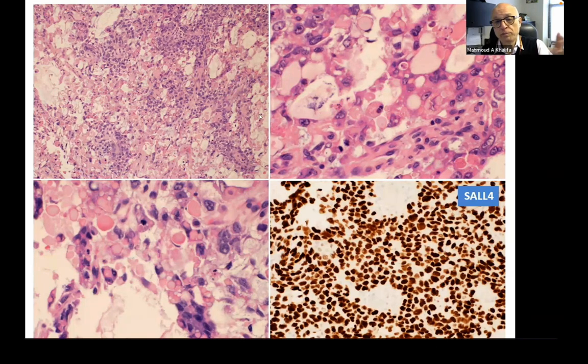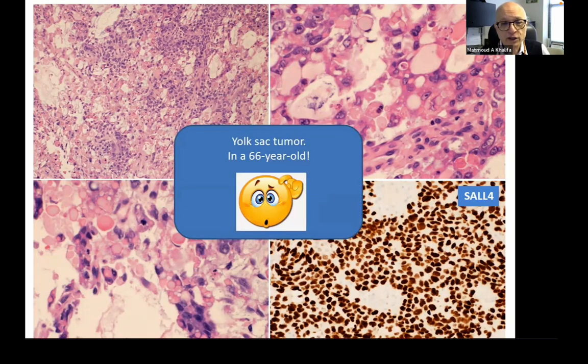Of course, when the permanent sections came, they looked like yolk sac tumor. I did SALL4 and it was positive. So guess what? I ended up calling that yolk sac tumor in a 66-year-old. I've been doing this for 40 years, and this is the first time I see yolk sac tumor in a 66-year-old patient. We learn something new every day.